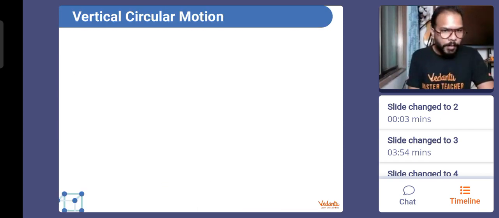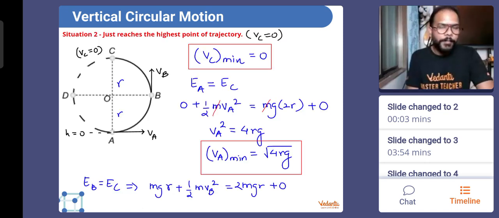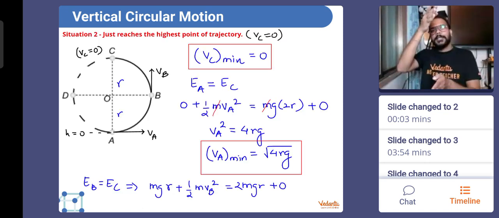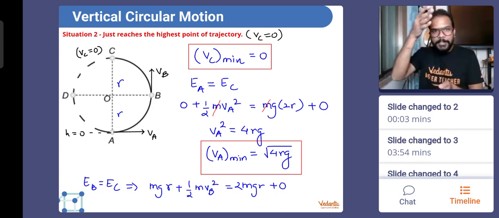Okay, this was still case number 1. This is situation number 2. At C, the velocity has to be 0 because in this case, we want the body to only go to the topmost point and just stop there.